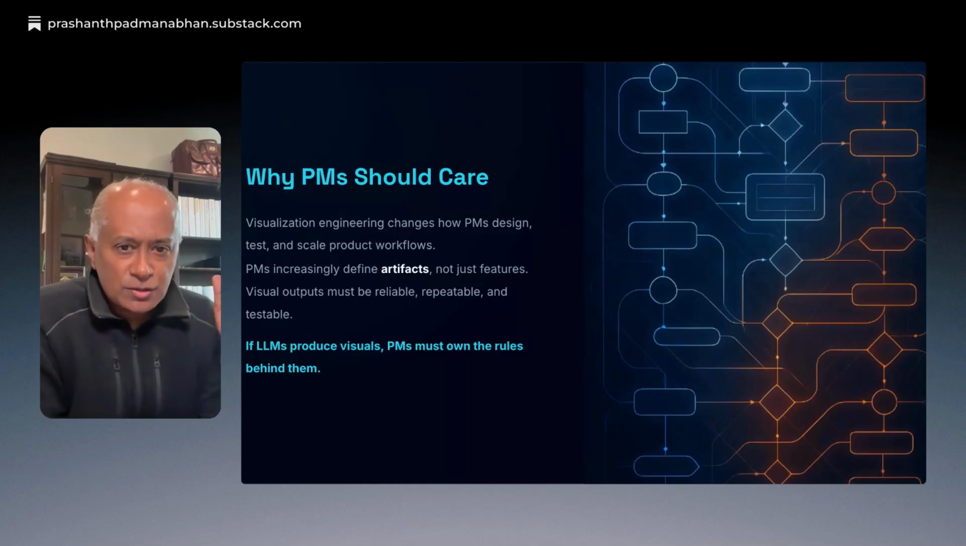So why should product managers care about these new capabilities that are now available in large language models such as Gemini and ChatGPT? PMs should care because now product managers or founders of startups have the ability to create artifacts that are not just AI features, but that are visual outputs that are reliable, repeatable, and testable.